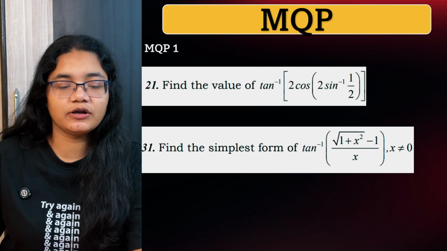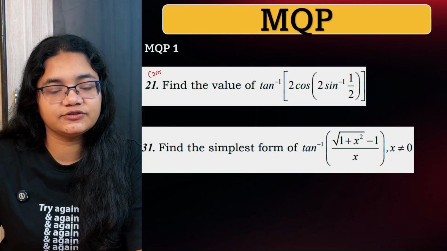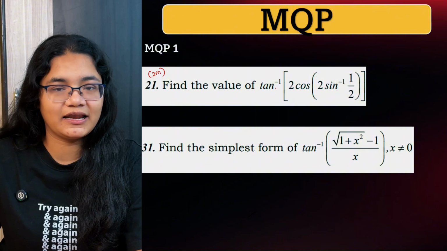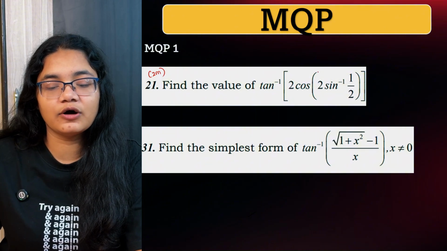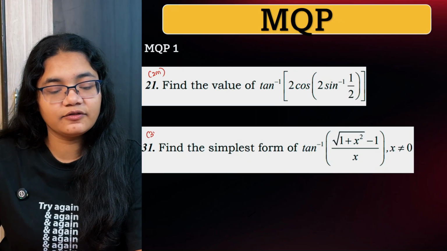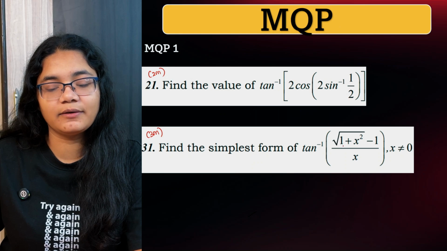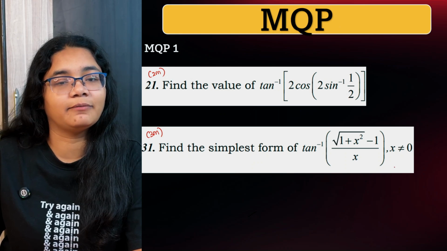Okay, now we'll see model question paper 2-marker and 3-marker. So the first question, this one is 2-marker. Find the value of tan inverse of (2 cos of (2 sine inverse 1 by 2)). Next, we have a 3-marker question. Find the simplest form of tan inverse of (root of (1 plus x square) minus 1) divided by x.